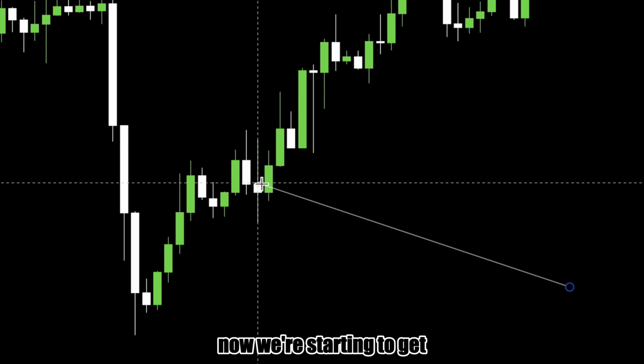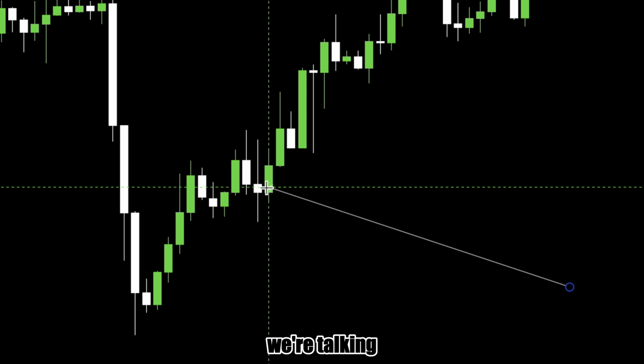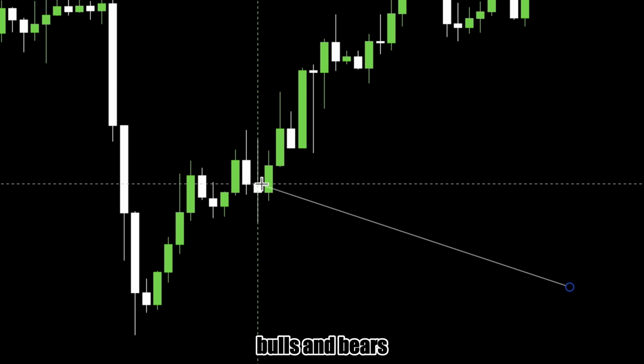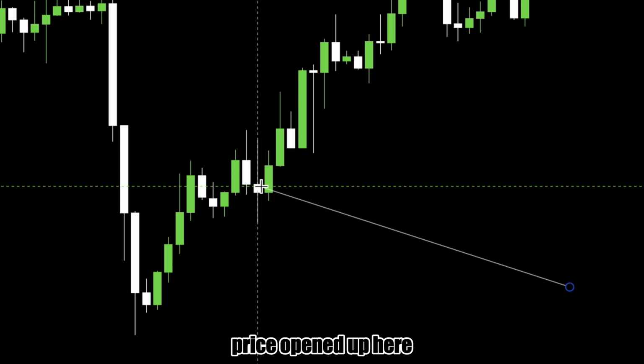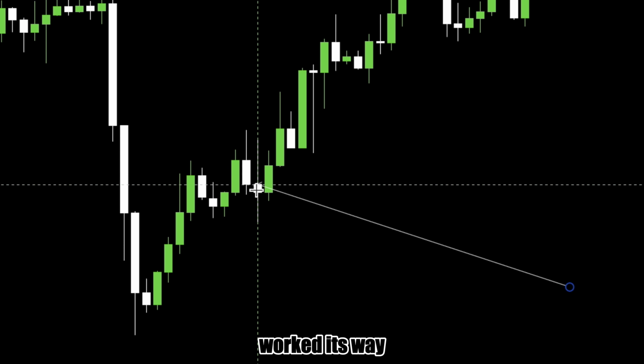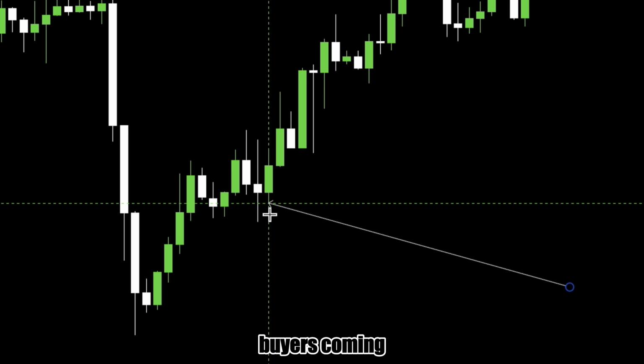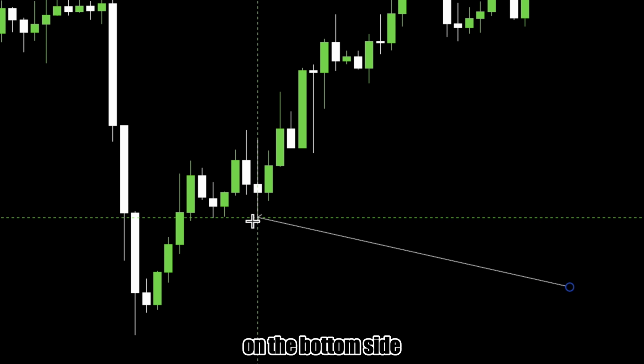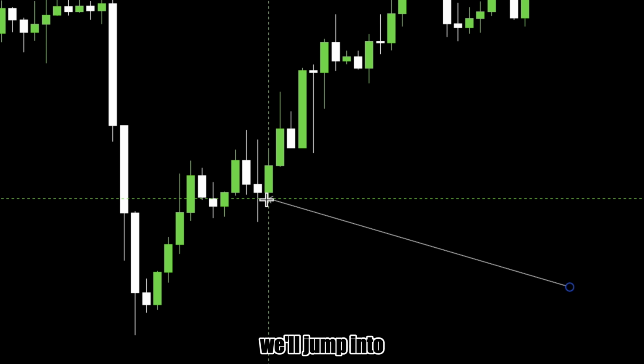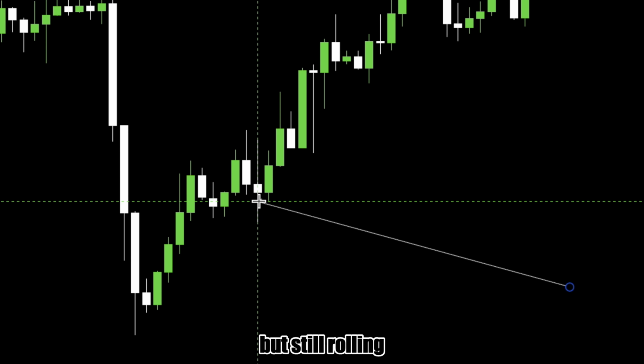Now we're starting to get into some of that indecision. This is where we're talking about some of that battle between bulls and bears. Price opened up here, worked its way all the way up, worked its way all the way down, and then kind of settled. And then we're starting to see some more buyers coming into the market. All these wicks on the bottom side are order consumption. We'll jump into that again in later modules, but still rolling forward.